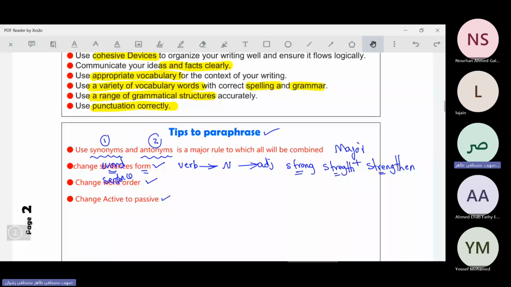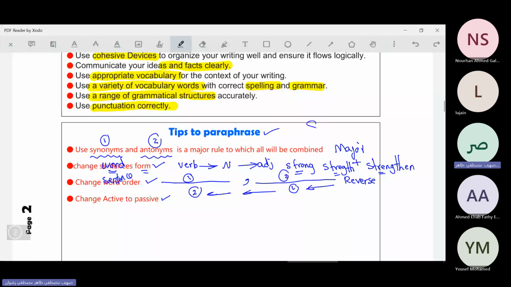Then you can change the sentence order. If you have 2 sentences, 1 and 2, you can start with the second sentence and then the first sentence. So you can reverse the sentence order. Instead of starting from left to right, start from right to left. What matters is to give the same meaning. Avoid changing the meaning.